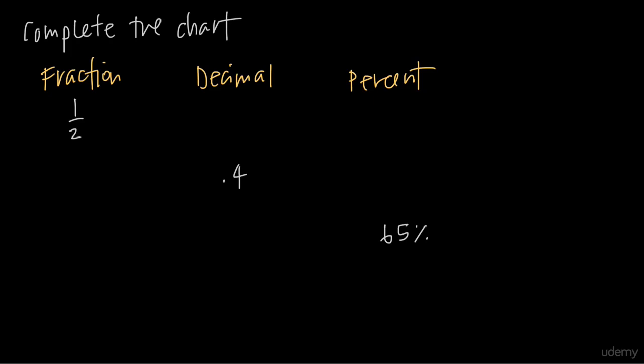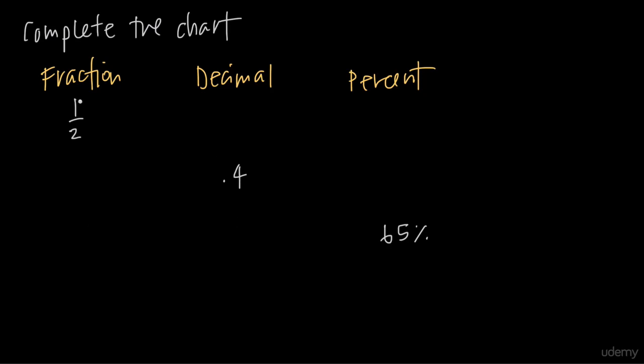In this video, we're talking about how to convert between fractions, decimals, and percent. And we're just going to do a couple really basic examples to show you the general idea. So we have this chart here. We have 1/2 as a fraction. We need to change it into a decimal and a percent. We have 0.4 as a decimal that we need to change into a fraction and into a percent. And we have 65% that we need to get into decimal form and into fractional form.